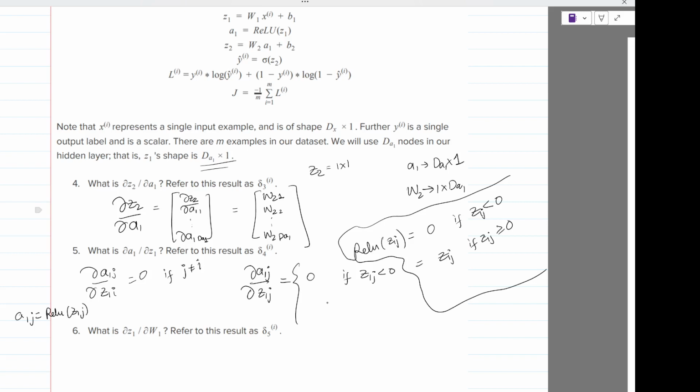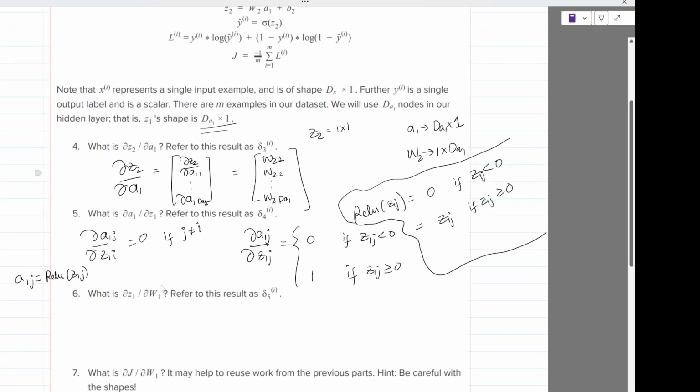And this is 0 if z1 j is less than 0, and this will be 1 if z1 j is greater than or equal to 0. So what we will have is this partial derivative will be a matrix where all the diagonal entries will have 0 or 1 depending on the value of z1j, and all other entries, the non-diagonal entries, will be 0.